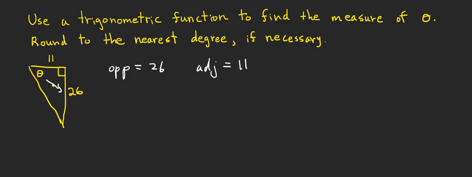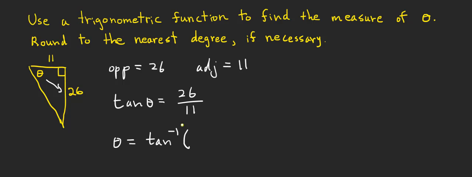So, what is the relationship of this theta, 26, and 11? Well, you could use tangent theta, because tangent theta is opposite over adjacent, which is 26 over 11. Now, our goal is to find the measure of theta. So in order to do that, we need to use inverse tangent. So theta equals inverse tangent of 26 over 11.